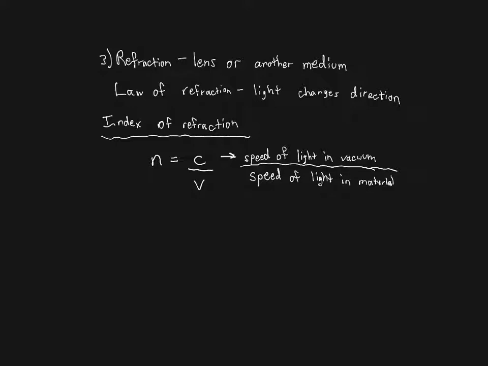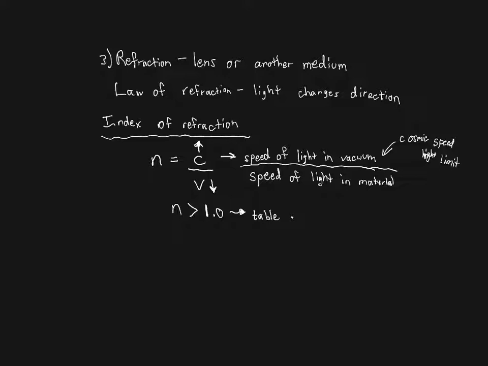Something to take note of is that the speed of light, as far as we know in physics, is a cosmic speed limit. We cannot travel faster than the speed of light. So because of that fact, since we can't travel faster than light, the numerator is always going to be bigger than the denominator. That means that this index of refraction is always greater than 1. And for these indices of refraction, you would typically go to a table to find what these numbers are.